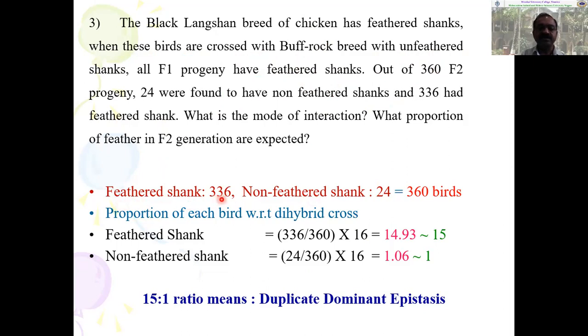So here the feathered shanks are 336, non-feathered shanks are 24. In total, there are 360 birds with feathered as well as non-feathered shanks. So for the proportion of birds with respect to a dihybrid cross, again the same procedure: we have to take the ratio of feathered shank birds to the total birds and multiply by 16. So it is 14.93. Similarly, for non-feathered shanks, we have 24 by 360, multiplied by 16, it is 1.06. So approximately it is a 15:1 ratio. With a 15:1 ratio, we know that it is a case of duplicate dominant epistasis.